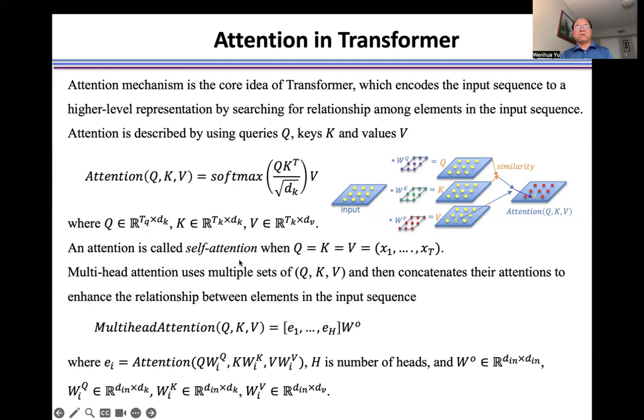Attention is called self-attention when Q, K, V are the same and equal to the input sequence. Multi-head attention uses multiple sets of Q, K, V, and then concatenates their attentions to enhance the relationship between elements in the input sequence here, where E is attention and H the number of heads.